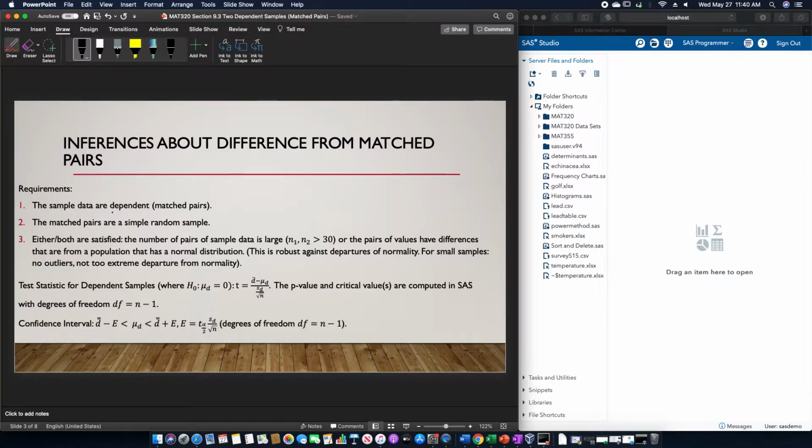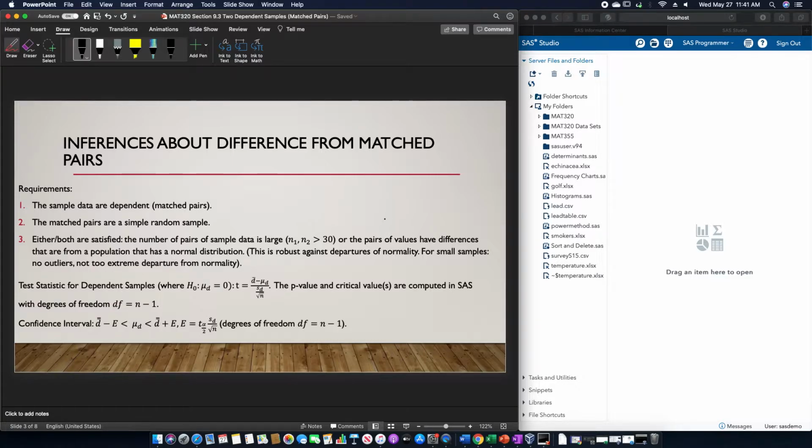The sample data must be dependent, be matched pairs, since that's the whole point of this. But despite that, those matched pairs still need to be a simple random sample. And then either or both of the following is satisfied. The number of pairs of sample data is large, so the sample size for the first sample and the sample size for the second sample both have to be greater than 30. Or the pairs of values have differences that are from a population that has a normal distribution.